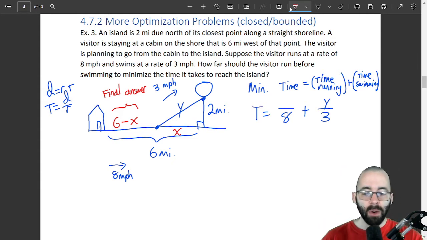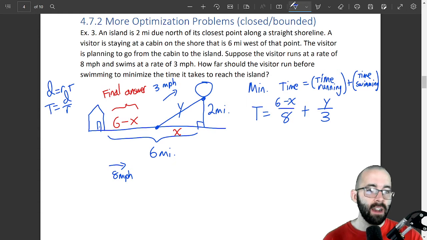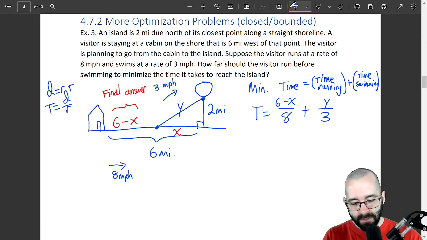So now this is how far we're running. So we have to slightly change our objective function. This is the distance we're running now. So the objective function, this t function, is now a bit messier. But now our constraint equation relating x's and y's is going to get a lot easier.